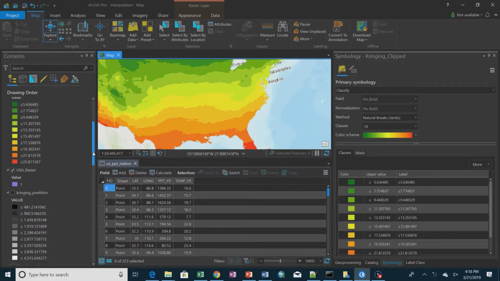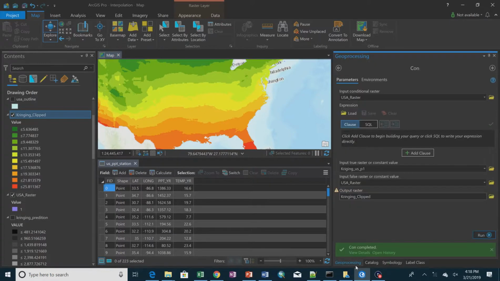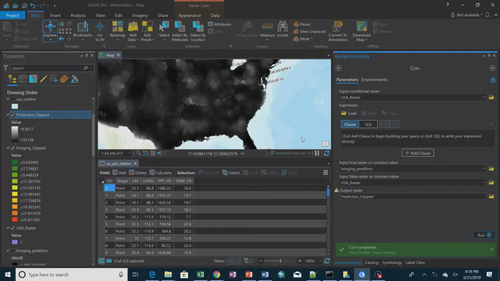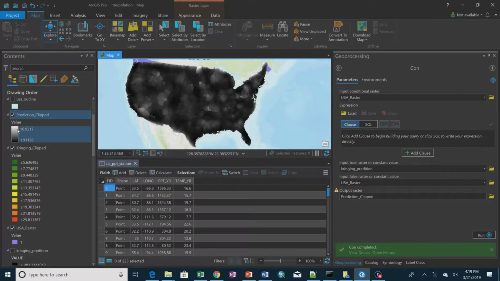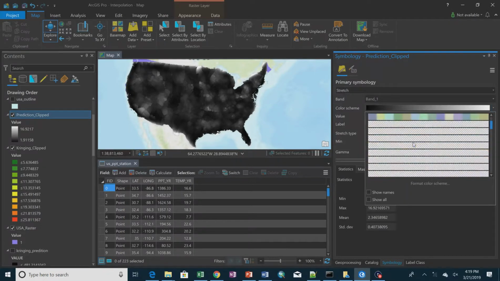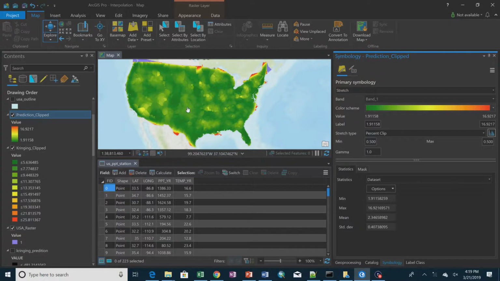We could also clip. It would be most appropriate, actually, to clip the prediction surface. And call this prediction clipped. So what this surface is telling us, again, I should probably change the symbology here. What this is telling us is that in areas that are green, there's less uncertainty about the value. In fact, those are in, what units are those in again? Whatever units the data's in, which I think is just degrees Celsius.